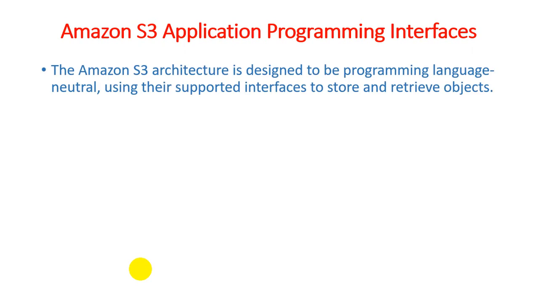The Amazon S3 architecture is designed to be programming language neutral, using supported interfaces to store and retrieve objects. Whenever we discuss an API, we know that an API is used for storing and retrieving data across platform services. Like, if we build a web service and need to use it on different platforms, at that time we will require an API.